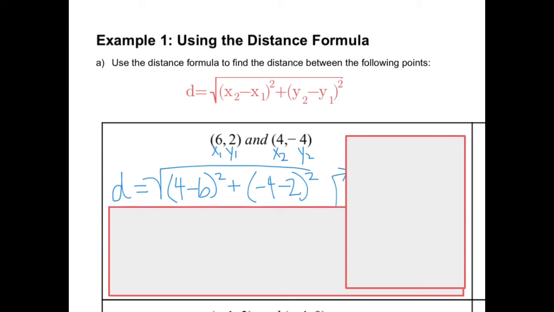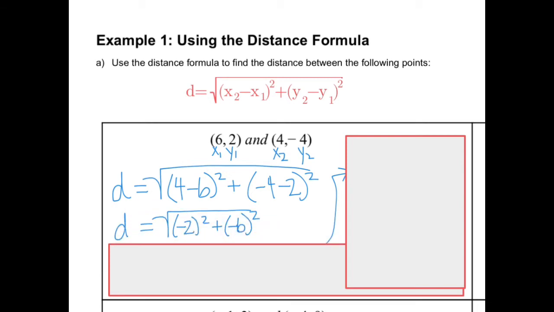So our x's would be the 4 minus 6. If we're going to do 4 minus 6, that's going to then be squared. Negative 4 minus 2 will then be squared also, and then those sums will be added together. So that's the difference. 4 minus 6 is negative 2. Please keep the parentheses there. Negative 4 minus 2 is negative 6. Please keep the parentheses there.